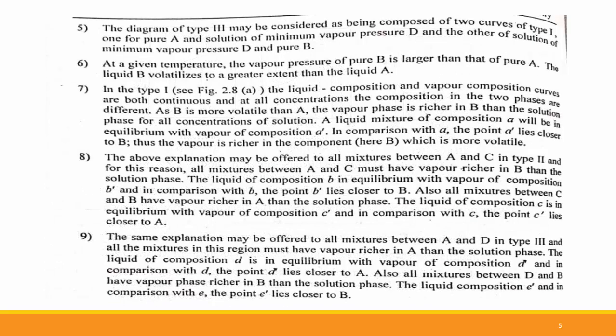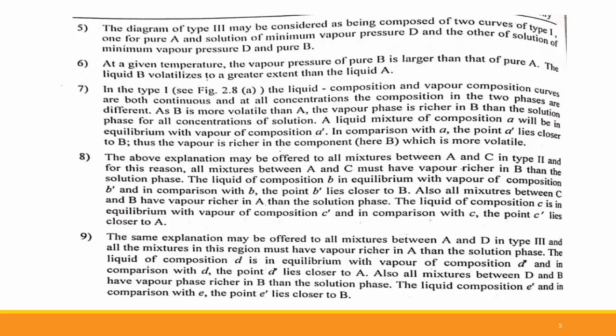Likewise, the diagram of type 3 may also be considered as composed of two curves of type 1. As we saw in type 2, there is a combination of type 1 curves, and in type 3 both meet at point D, at the minimum vapor pressure. Getting my point? Likewise, at a given temperature, the vapor pressure of pure B is larger than that of A. Liquid B is volatile to a greater extent than liquid component A.